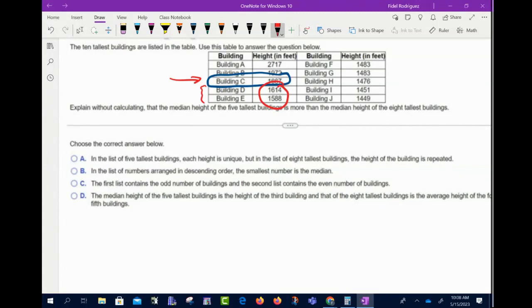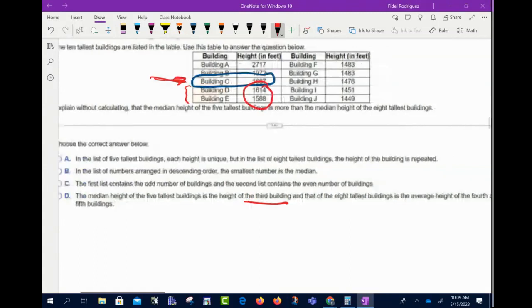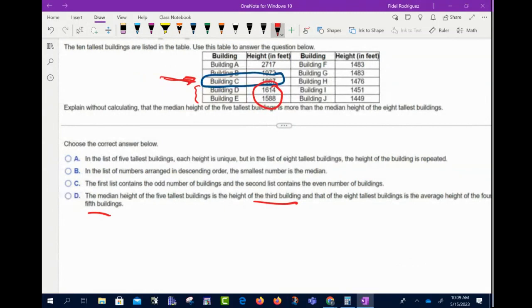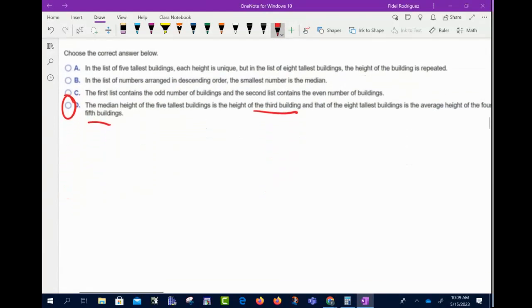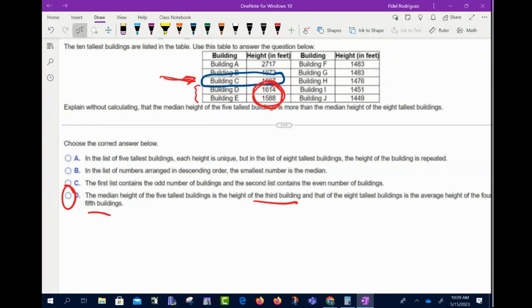So look, we can see if we can figure this thing out by looking at, here we go. The median height of the 5 tallest buildings is the height of which building? The third one, right? And that of the 8 tallest buildings is the average height of the 4th and the 5th. That's why, right? This number here is going to be higher than whatever that average is, right? Because again, they're already in order from biggest to smallest. Does that make sense? Okay. So again, that's all they're really asking me to do, right? They're not asking me to give the exact values, but they're saying, look, which one is it? It's got to be the third if we're looking at the first 5.